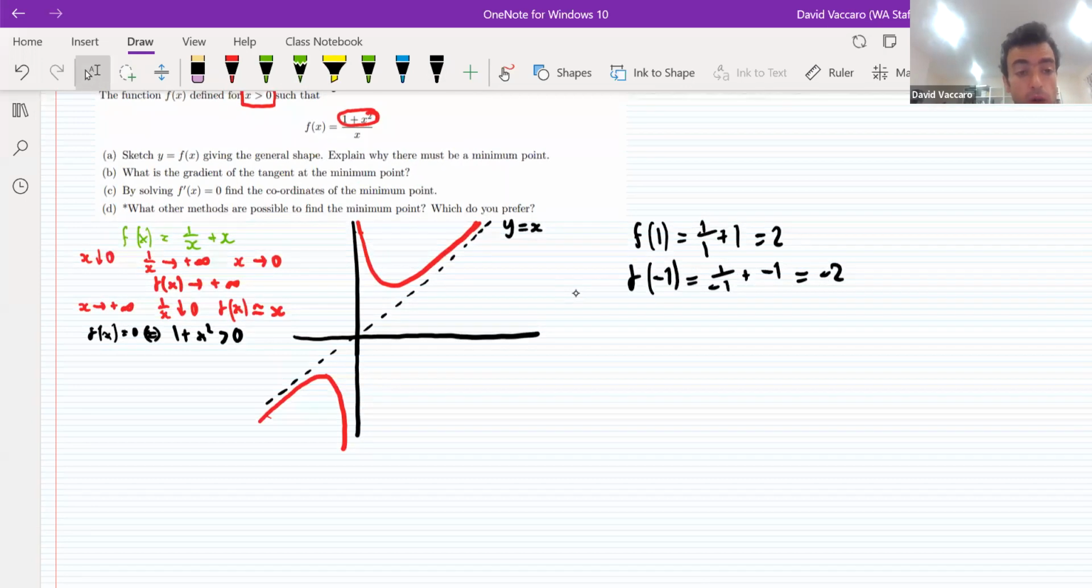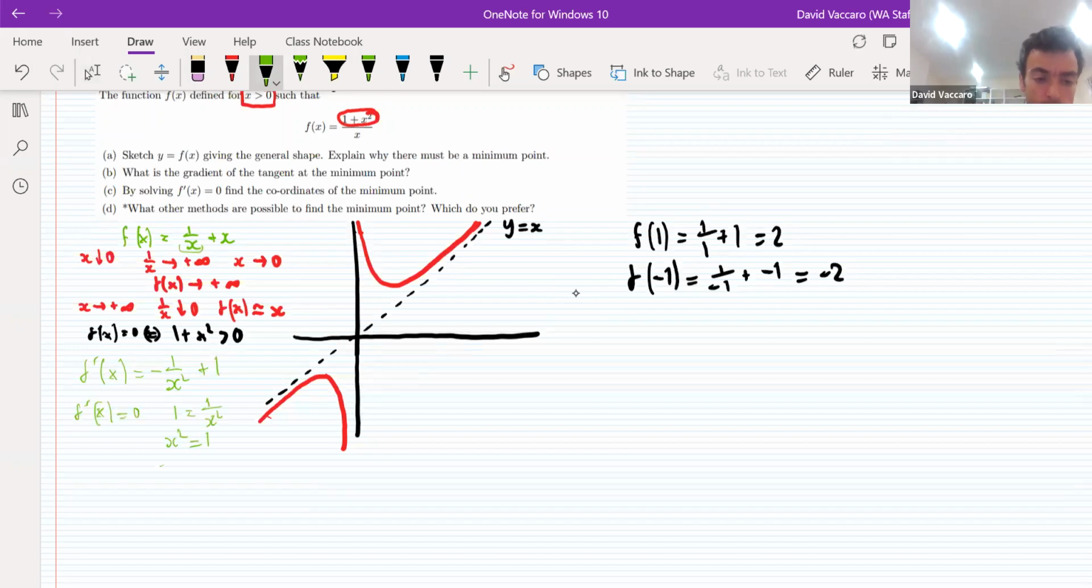Okay, and then it says by solving f dash x equals 0, find the coordinates of the minimum point. So we get f dash x. We differentiate 1 over x, so we get -1 over x squared plus 1. And so f dash x equals 0 if 1 is equal to 1 over x squared, which becomes x squared equals 1, which gives me x equals plus or minus 1. So we've got turning points at those 2 points I found, 1, 2, and -1, -2.